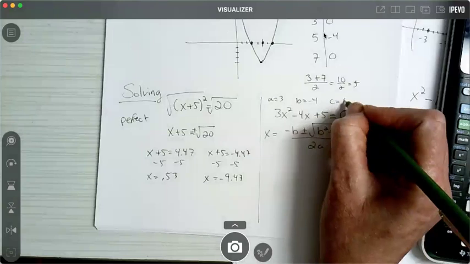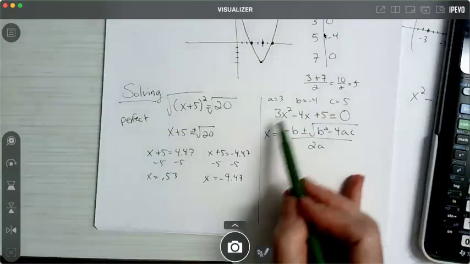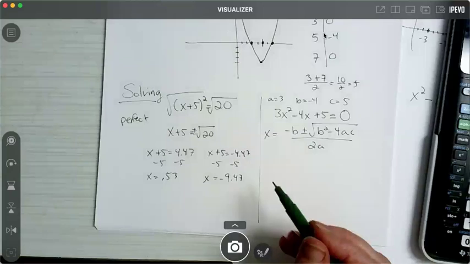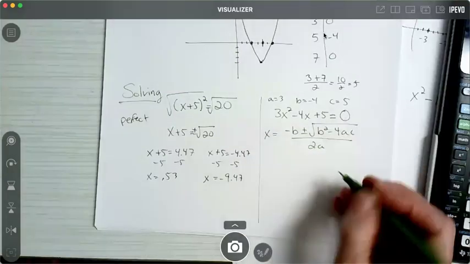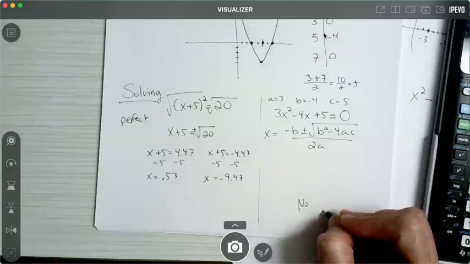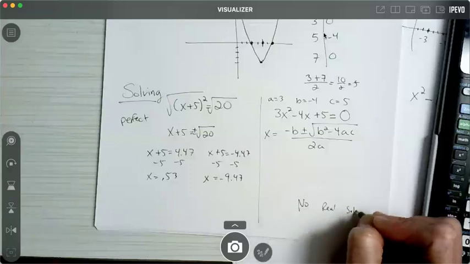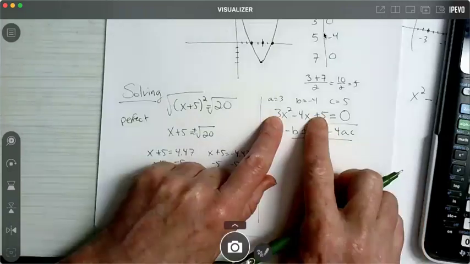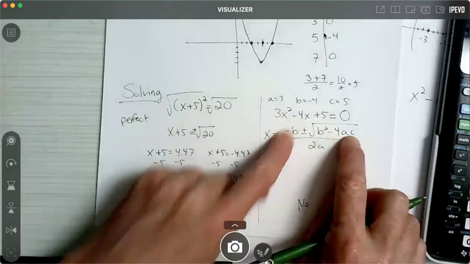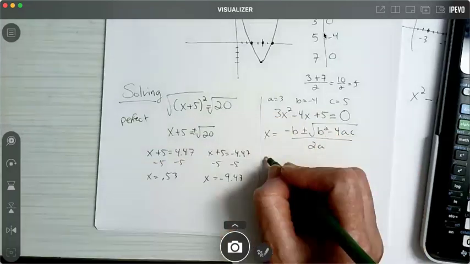But for time's sake, to keep this a little bit shorter, I would then be plugging those all in and solving. This particular one is going to come out with no real solutions, I can already tell. The reason is that when I do 4 times a times c, that's going to be a bigger number than b squared. But maybe I'll stop at the point where I can see that.